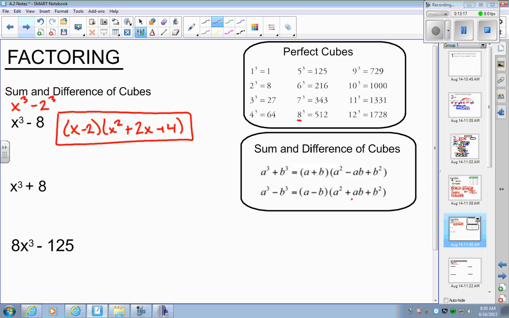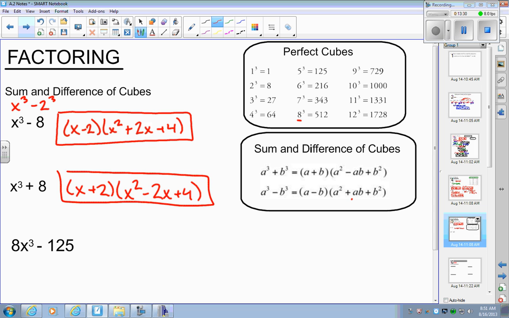Now, if we take the same problem, we make it a sum of cubes. Formula's just going to change as far as positives and negatives go. Now, again, you can throw this in your calculator into y1, this into your calculator into y2, and you're going to get the exact same things if you go to your table.